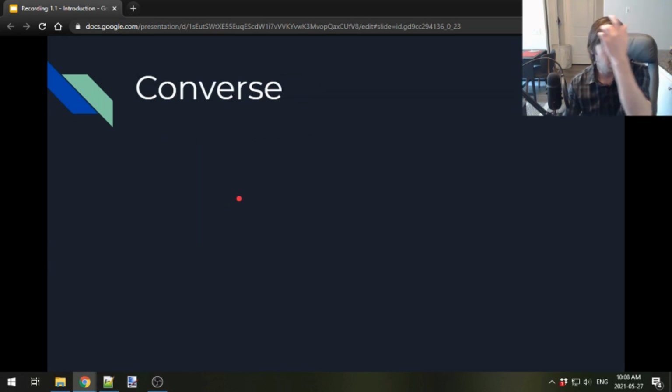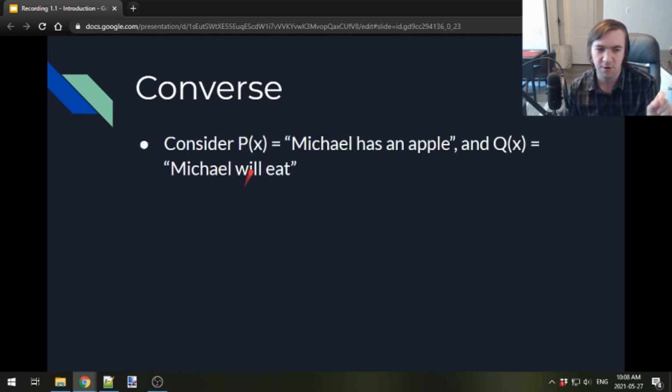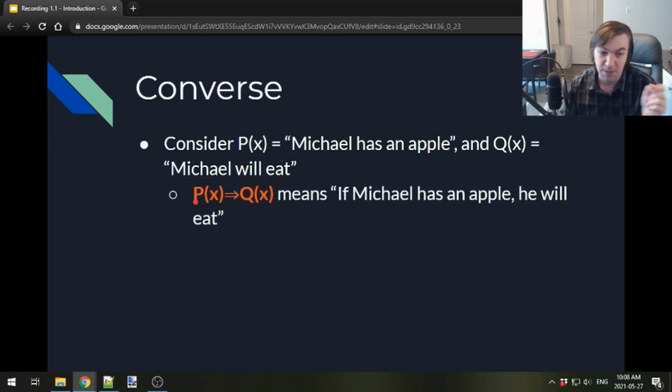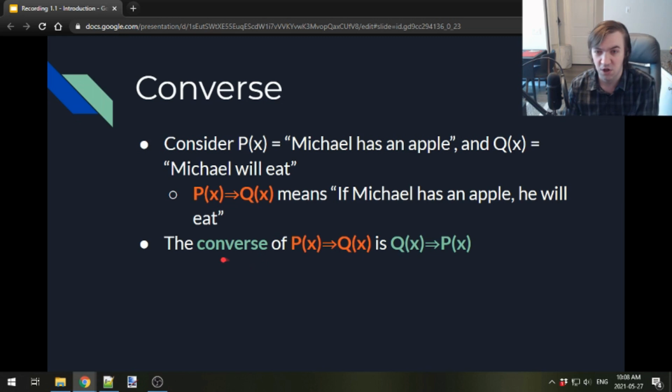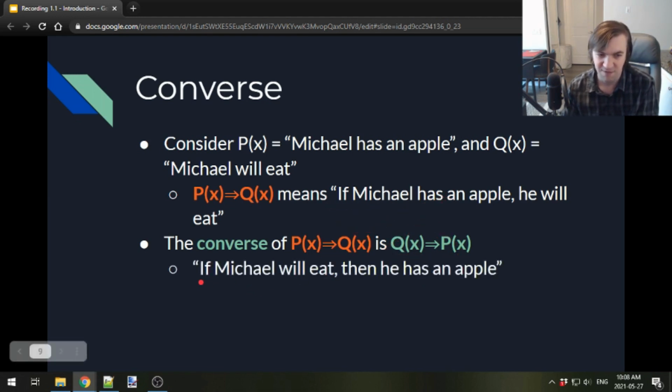Now, the converse. Consider p of x being I have an apple, and q of x being I will eat, presumably eating the apple. Now, p of x implies q of x means if I have an apple, then I will eat. The converse of this implication, p of x implies q of x, is q of x implies p of x. So if we break this down, what does that mean? Well, it means if I will eat, then I must have an apple.